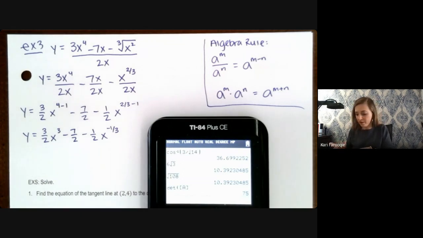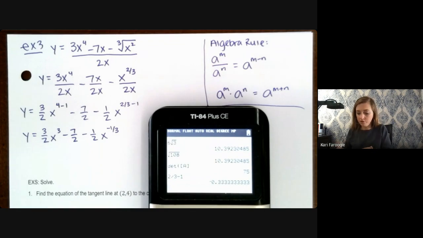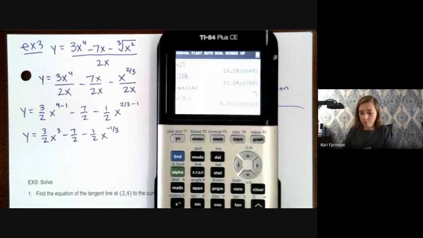Okay. If you wanted to find 2/3 minus 1, you'd enter 2/3 minus 1. Your calculator, of course, will give this to you as a decimal. If you want to turn this into a fraction, you hit the math button and then you hit enter twice. And it'll give you negative 1/3.